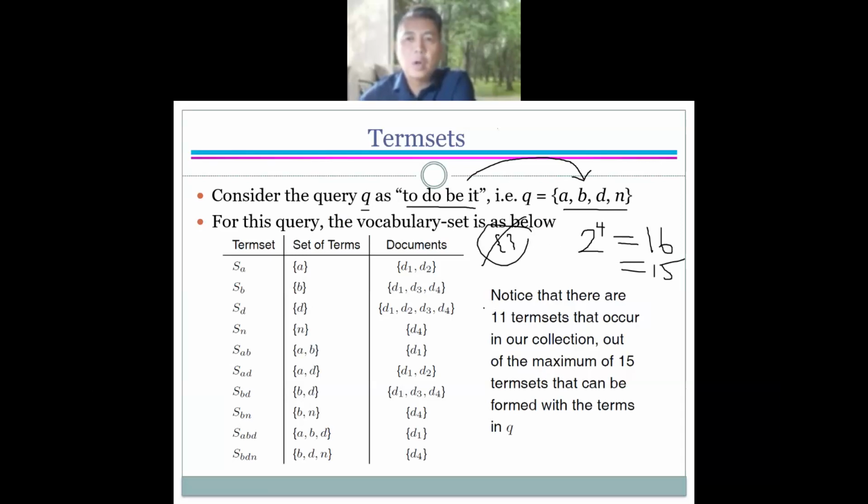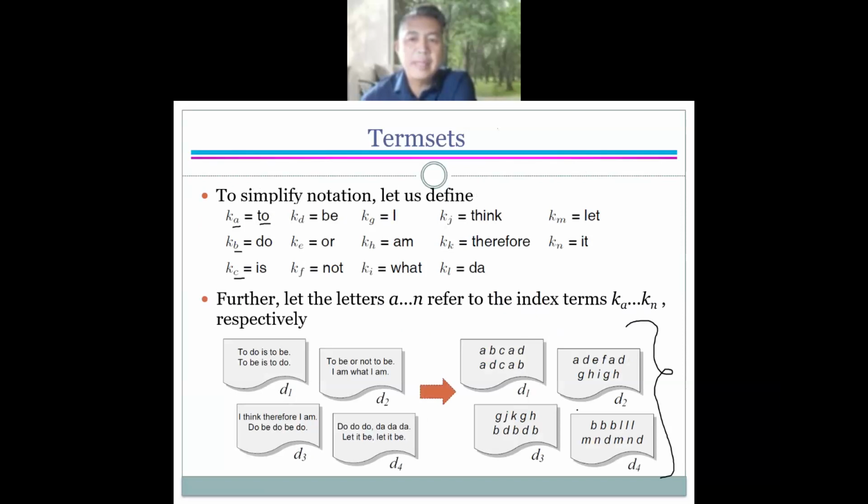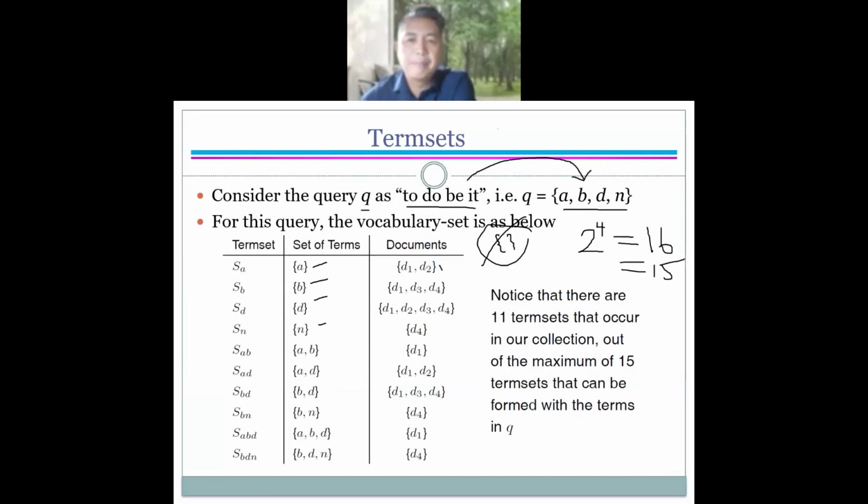Okay. So we start with the individual term first. So we start with A, B, D, N. And then for each of the set of terms here, for example A, we want to look at this document, how many documents consist of A. So in this case, we have 1 and 2. So we write down here.